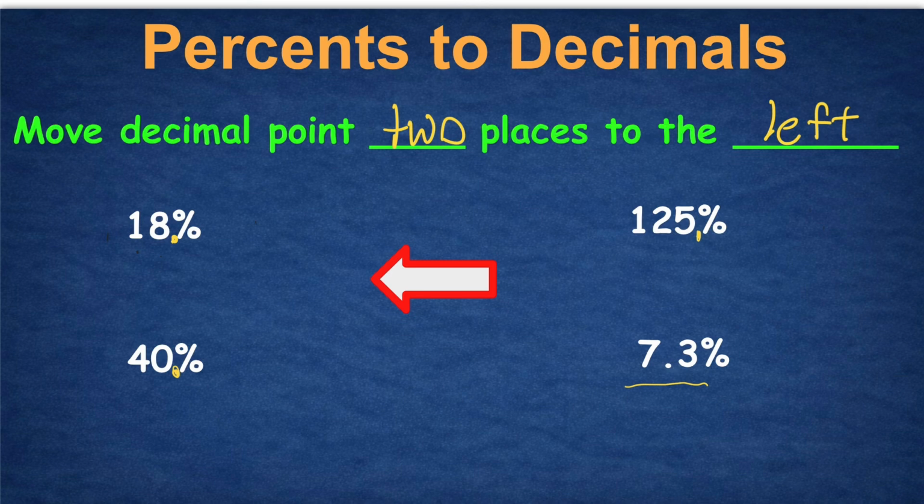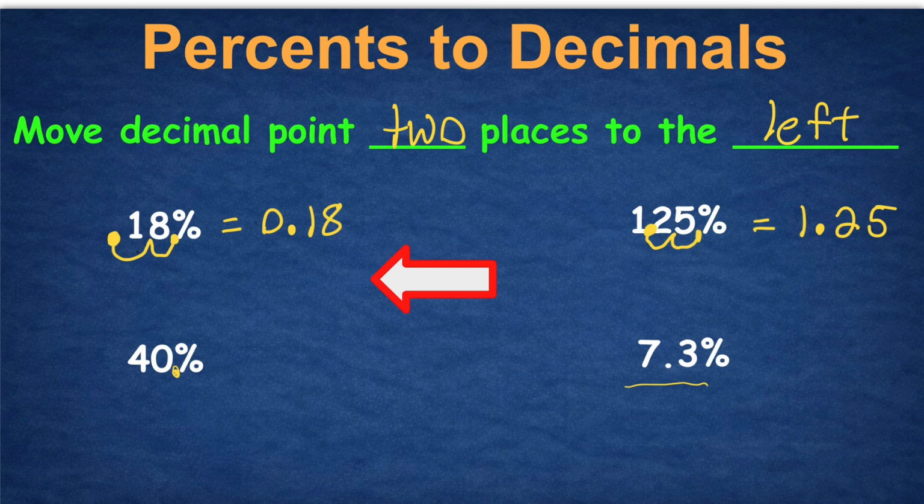Let's start with 18%. We're going to move it 2 places to the left. 1, 2. So 18% as a decimal is going to be 0.18, and we're going to drop our percent sign. Let's come over to 125%. We're going to move that decimal 2 places to the left. 1, 2. So our decimal for 125% is going to be 1.25.